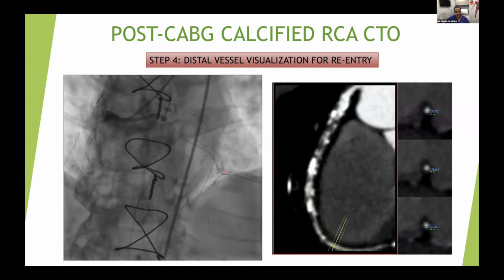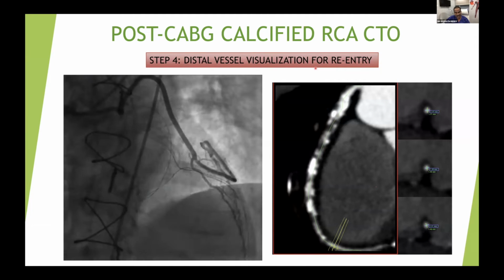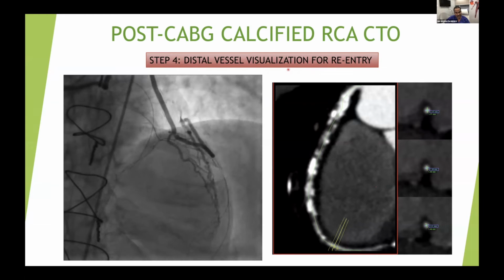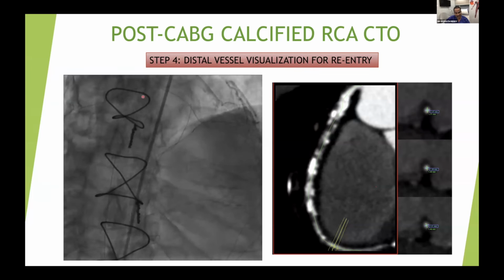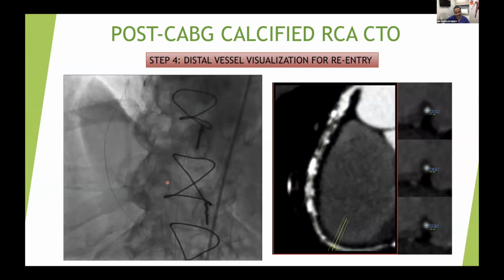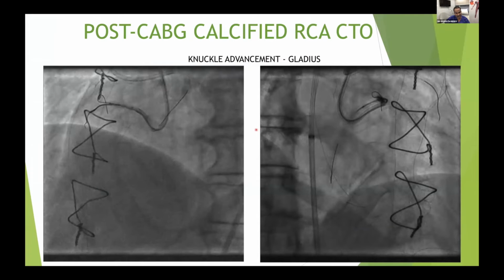So distal vessel visualization is another challenge here. You have to make sure you are injecting into the right retrograde vessel for visualization of your distal vessel. So in this case, it is the OM diagonal graft into which I have to inject.